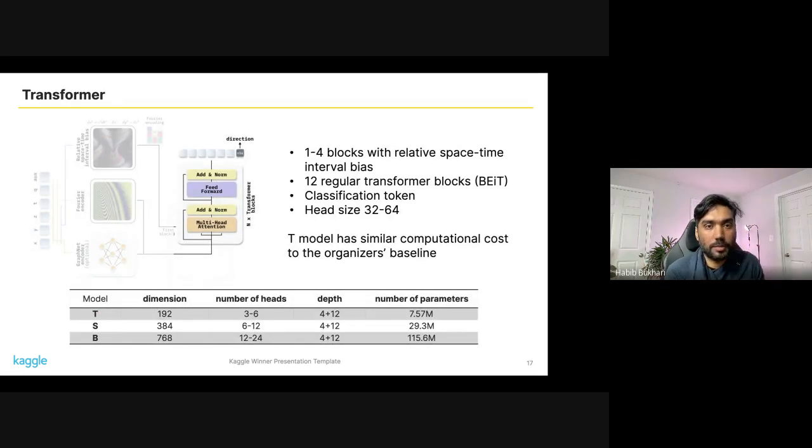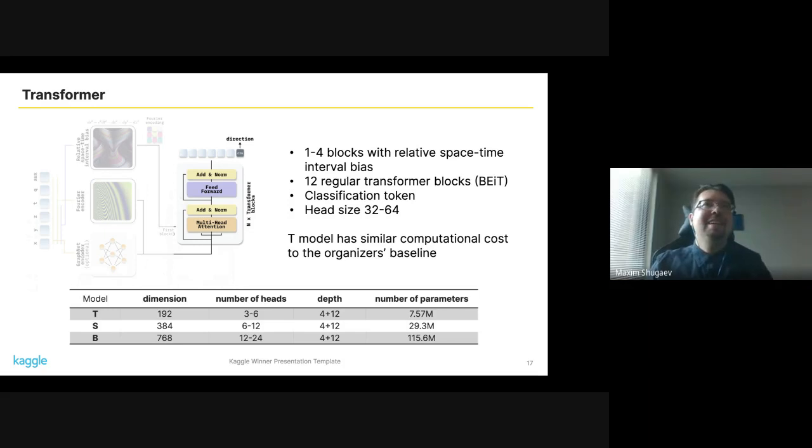Okay, it's my turn. So our transformer model consists of 4 blocks with relative space-time bias, followed by 12 regular transformer blocks, which use the classification token concatenated with the input sequence, and the output of this classification token is used to produce the final model prediction.